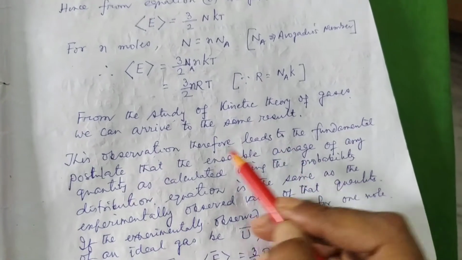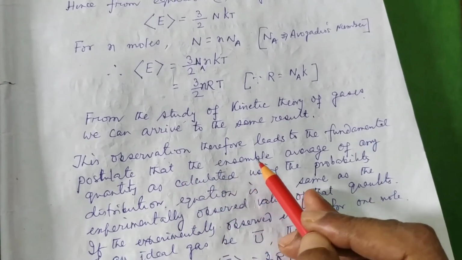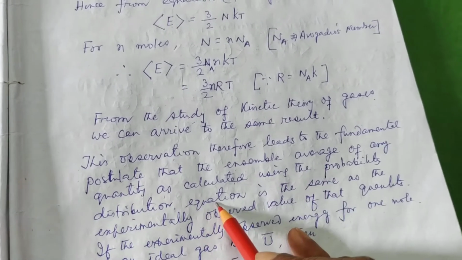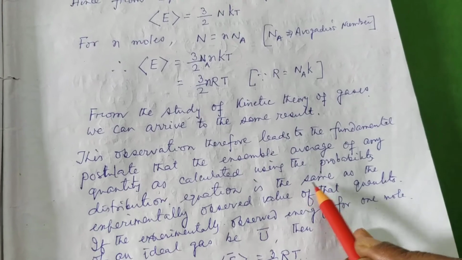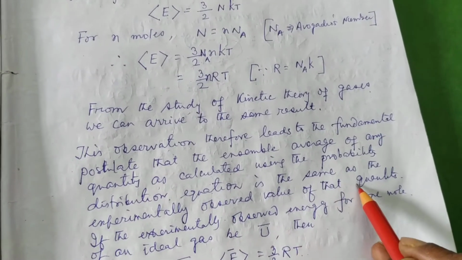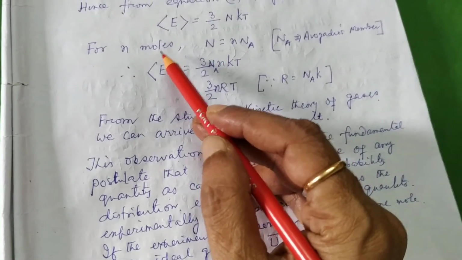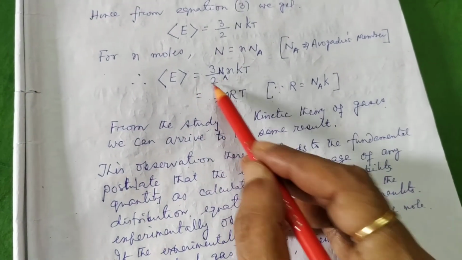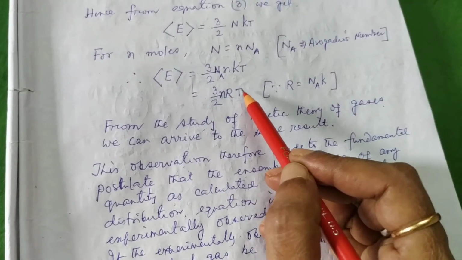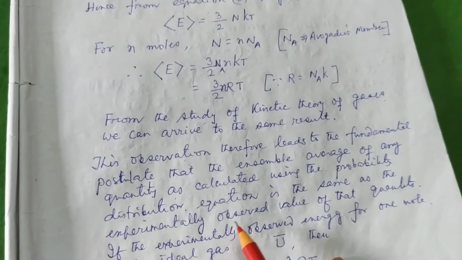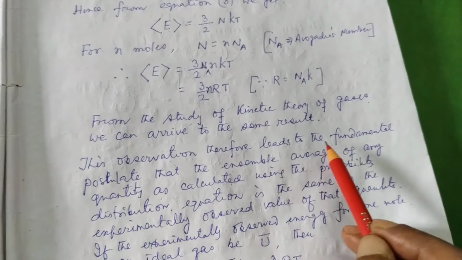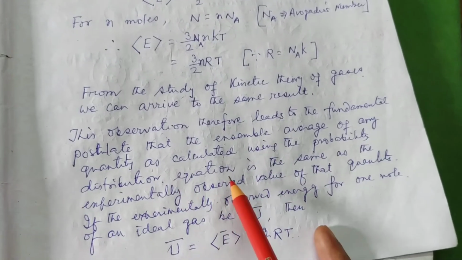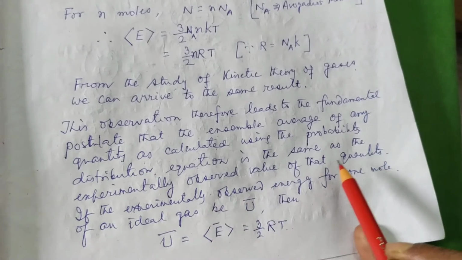This observation therefore leads to the fundamental postulate that the ensemble average of any quantity as calculated using the probability distribution equation is the same as the experimentally observed value of that quantity. So what we have done here is calculate the average energy using the probability distribution equation. So this value, 3/2 nRT for n moles, becomes identical with that observed experimentally.